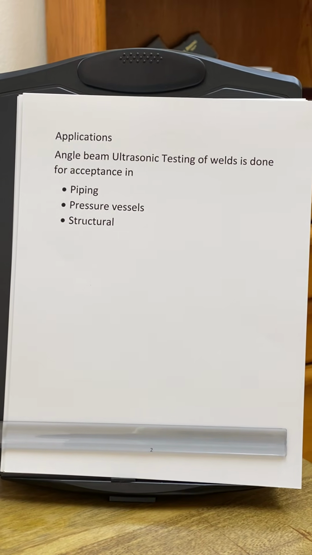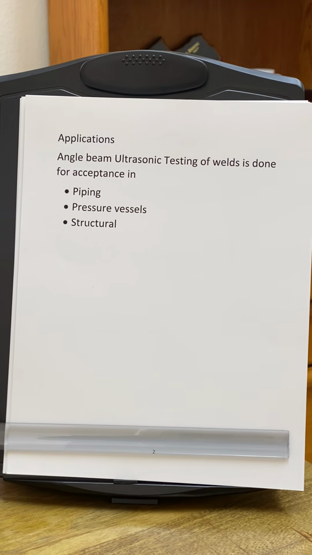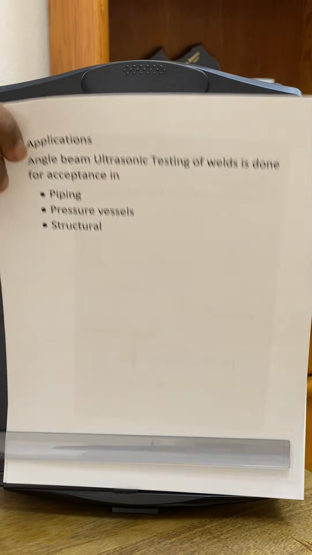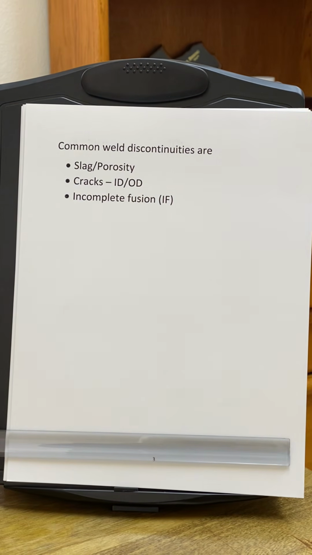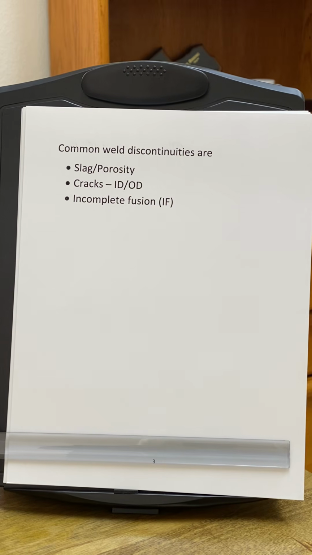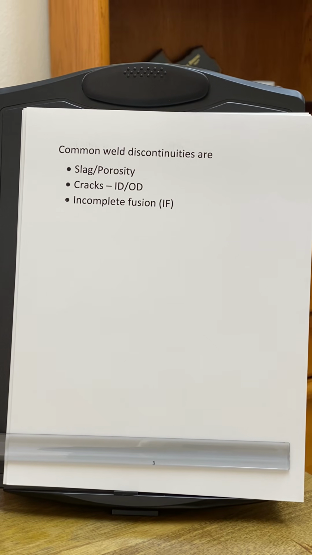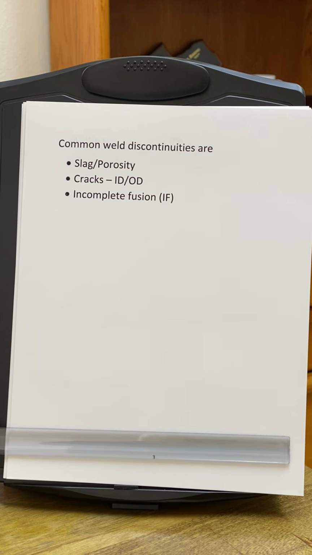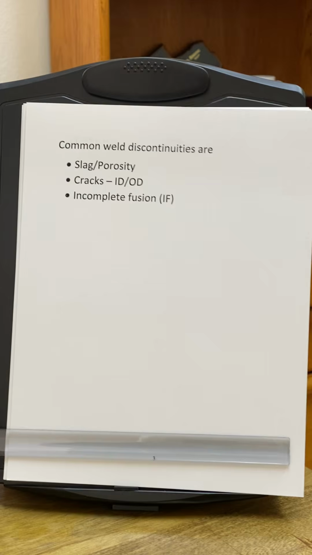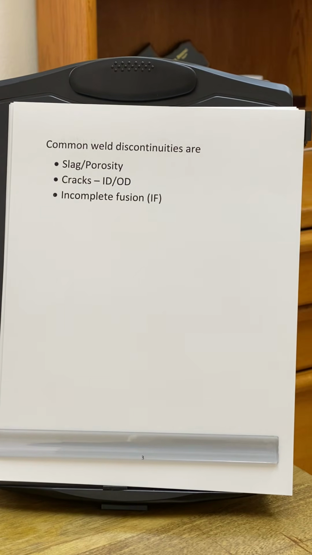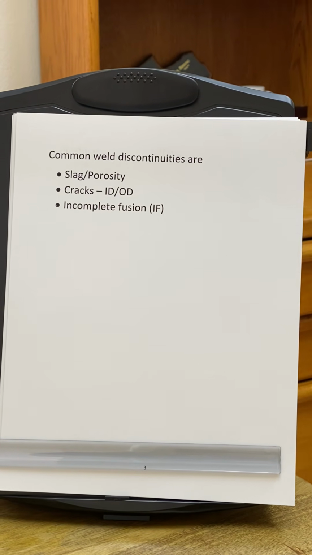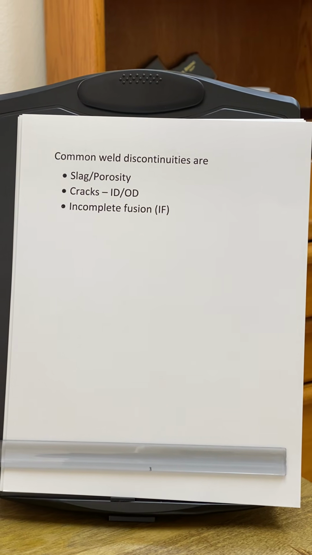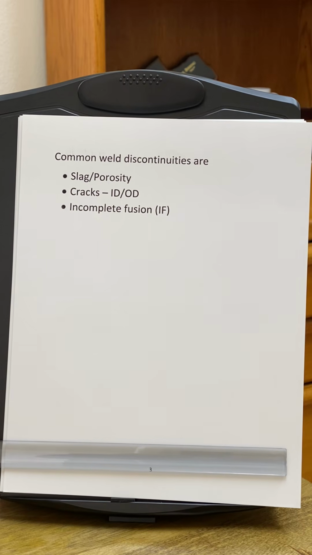Applications, as I discussed, are piping, pressure vessels, and structural. What are we looking for? When we do the weld inspection, we are looking for common welding defects, and these include slag and porosity inside the weld, cracks that can be at the ID near the root or the OD at the toe of the weld cap, and incomplete fusion between the bevel and the weld, also called lack of fusion.